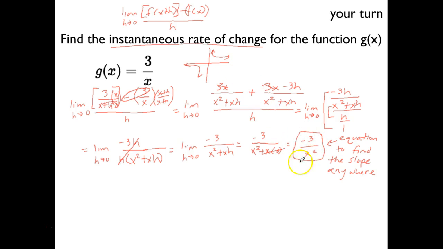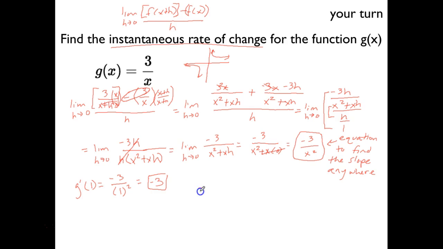So we now have an equation to find the slope anywhere we want on here. So like, let's say they asked, well, find g prime of, I don't know, 1. That means find the slope, that prime means slope, find the slope at 1. Well, I have an equation to find the slope anywhere now. So negative 3 over 1 squared. Well, that would be -3. The slope at 1 is -3.